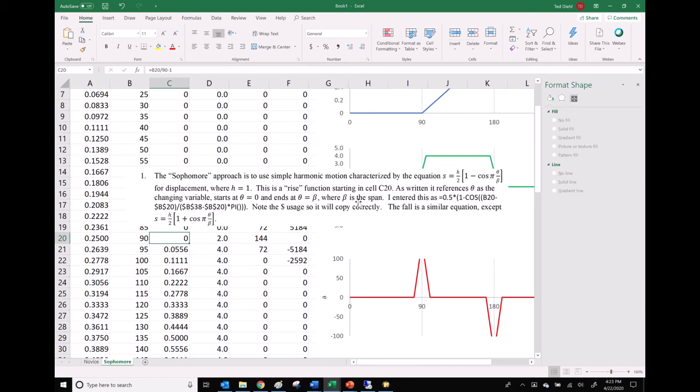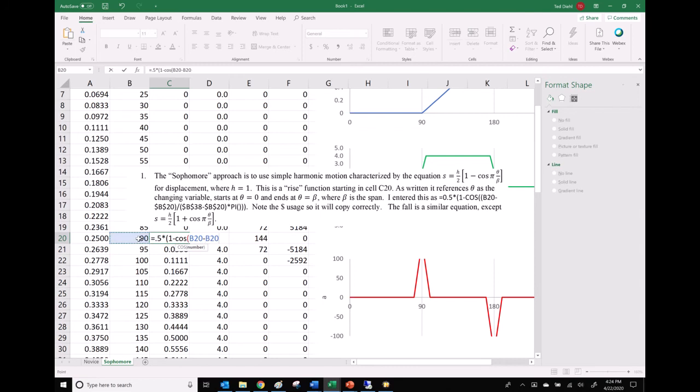So we end up going that it's going to be equal to 0.5, right? And times, because that's going to be 1 is the value. So it's h over 2 times the quantity 1 minus the cosine. And of course, back then, okay. I want to take B20 minus B, okay.